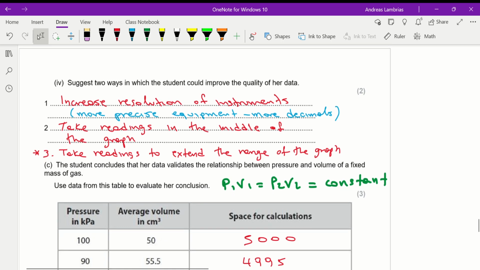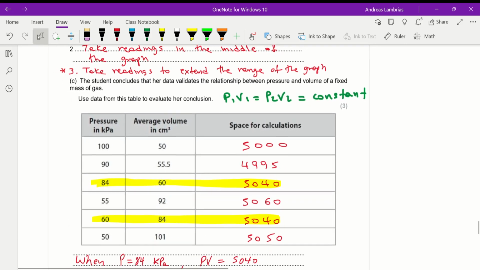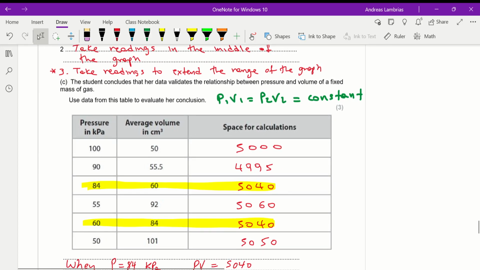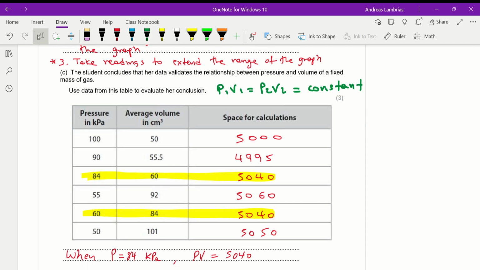Then moving on to C, the student is showing a table of the results, and it says that the data validates the relationship between the pressure and the volume. What is the relation? It is Boyle's law, which says that P1 V1 is equal to P2 V2, or pretty much any change in the pressure and the equivalent volume should always give a constant value. So how can we justify this? How can we evaluate whether this is right or wrong? Then we have to do this calculation.